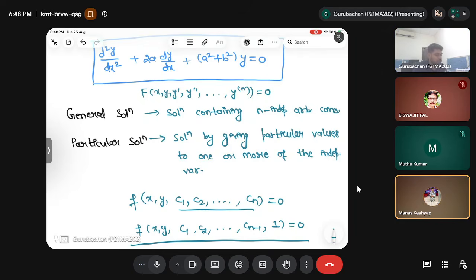In the same way, if you are saying that something is a general solution, that means if your equation was of nth order, then you must have n arbitrary constants. If you are having one less arbitrary constant, in that scenario you are assigning a value to an arbitrary constant, so it will be counted as a particular solution.